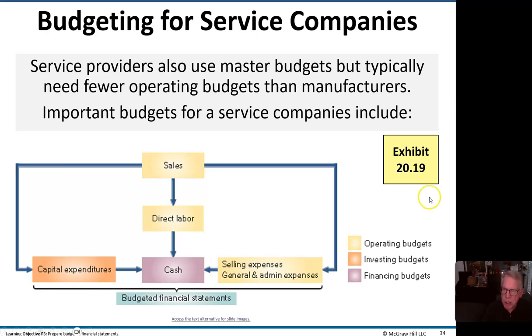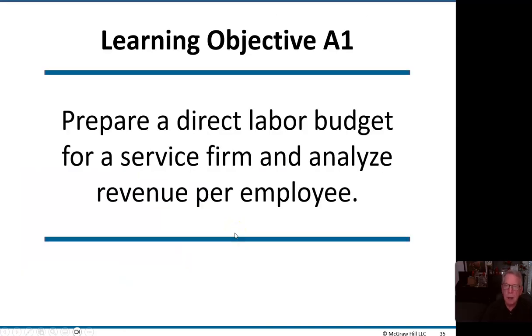And now if we change tack a little bit and look at budgeting for service companies, the service companies here also use master budgets, but they have fewer operating budgets than manufacturing companies, and for that matter, much less sophistication. Here we have our sales, but we only have direct labor, and then we still need to compute capital expenditures, and we have selling and administrative expenses, and finally our cash budget.